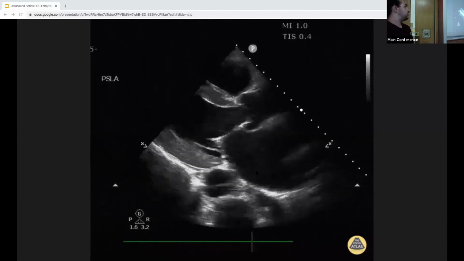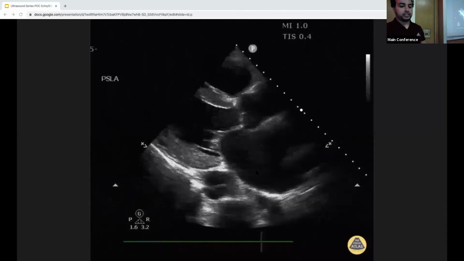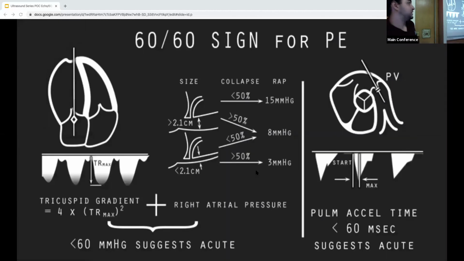All right. So now that you guys know your views, you know the pathology, the 5 E's of pathology, we're going to briefly talk about the 60-60 rule. This is a very dense slide. Don't worry, I'm going to break it down. The 60-60 rule sign can be used to look for acute PEs. It's very specific. It's actually 94% specific when they studied it.